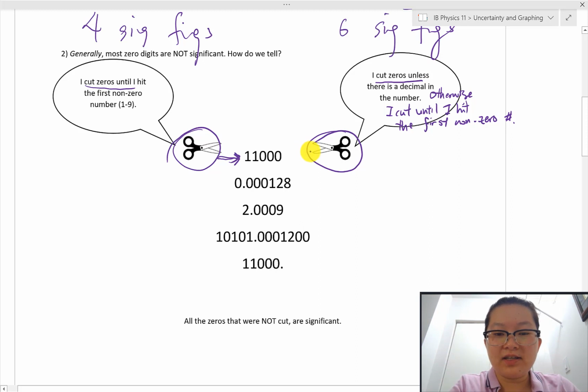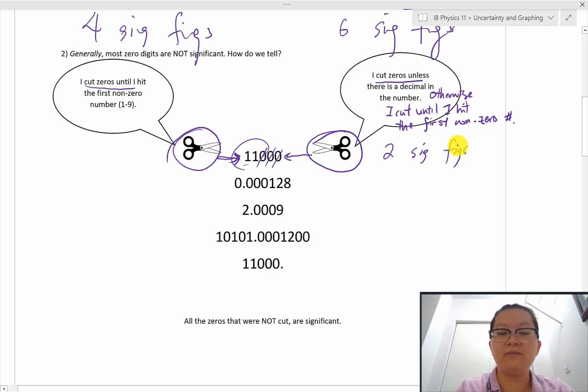Let's take a look at the first example. It will cut on the right side, and it's going to say, oh, there's a zero, I cut you, I cut you, I cut you, you're off the team. Now we count how many numbers are left, and that's how many sig figs there are. There are 2 left, so in this number there are 2 sig figs.